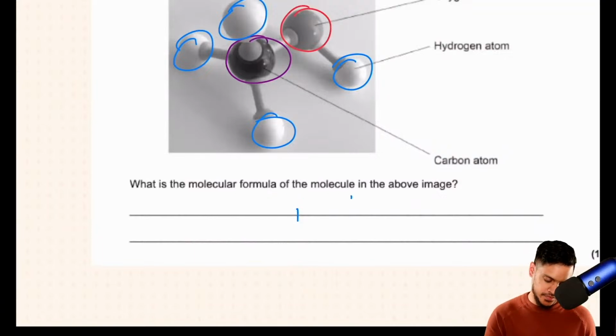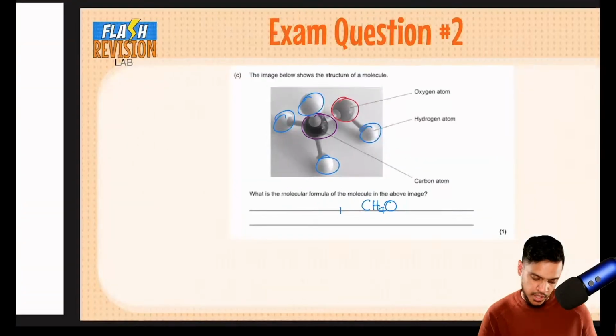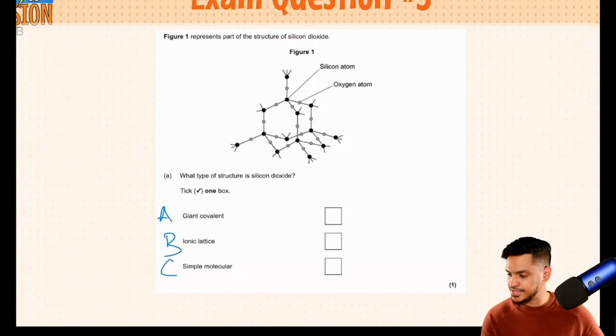CH4O. Well done, guys. CH4O. Let's see what else we've got. Here, what type of structure is silicon dioxide? Real quick one, guys. A, B, or C? Yep. Giant covalent. All the atoms are bonded with strong covalent bonds. So it's A.